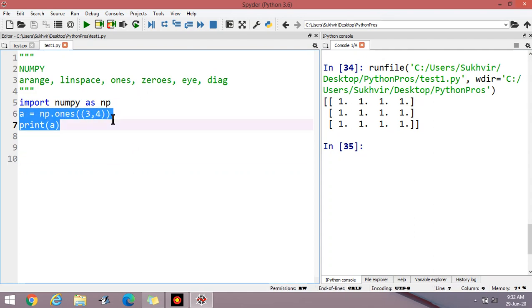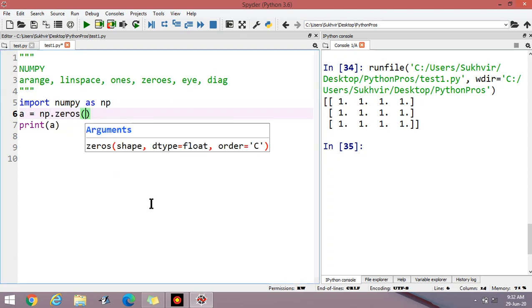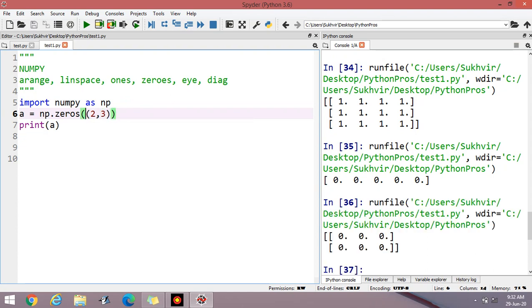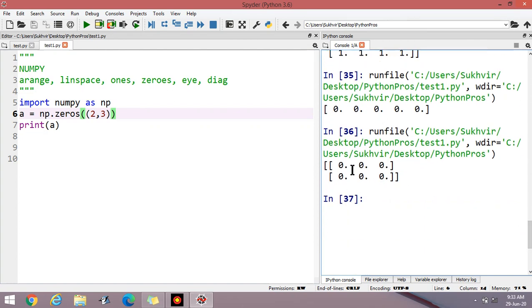The next one is zeros. A is equal to np dot zeros. Suppose I write 5 here, it means 5 zeros. You can print 5 zeros. It's available for ones and zeros only, not for other numbers. Suppose I write 2, 3 and place again in round bracket. It means 2 rows and 3 columns. Hope you understand the first 4 topics. First is arange, second is linspace, third one is ones, and fourth is zeros.